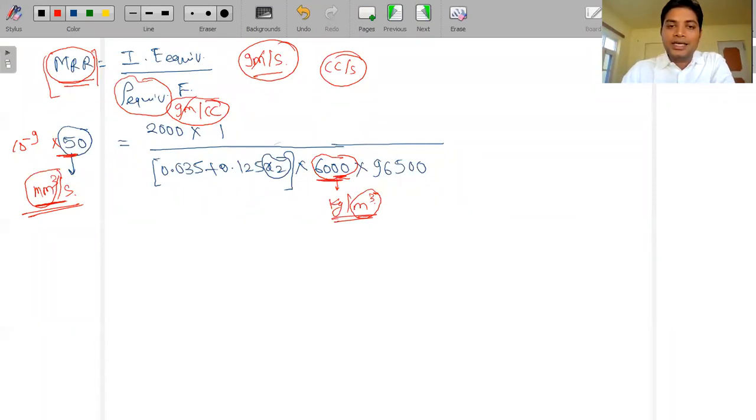So we just have to convert it as per the requirement, that is kg per meter cube. But this density is in kg, so you have to convert that into gram. When you convert that into gram, what you have to do is multiply by 10 raised to power minus 3 or 10 raised to power 3.